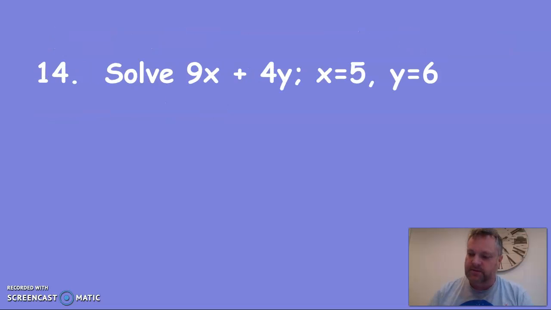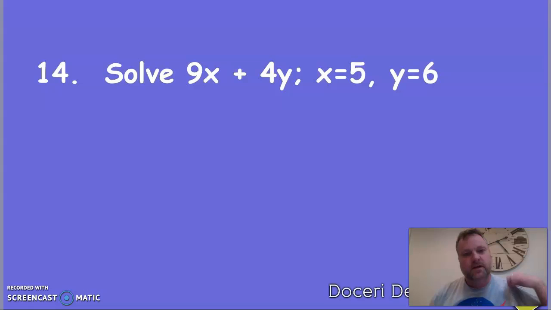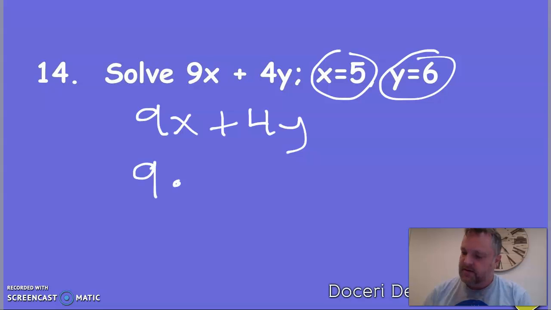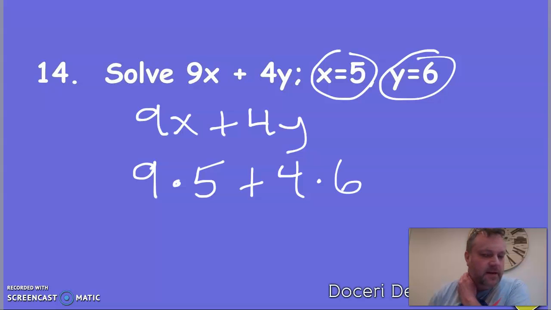Okay, let's move on to the next one. This one is number 14, and they want us to solve 9x plus 4y, and they're telling us that x equals 5 and y equals 6. So the first thing I need to do is to rewrite the problem, and wherever I see an x I'm going to put a 5 instead. Wherever I see a y I'm going to put a 6 instead. So here goes. Now remember that whenever you see a number and a letter next to each other, that means they're being multiplied. So that's why I put the multiplication symbol in between each.